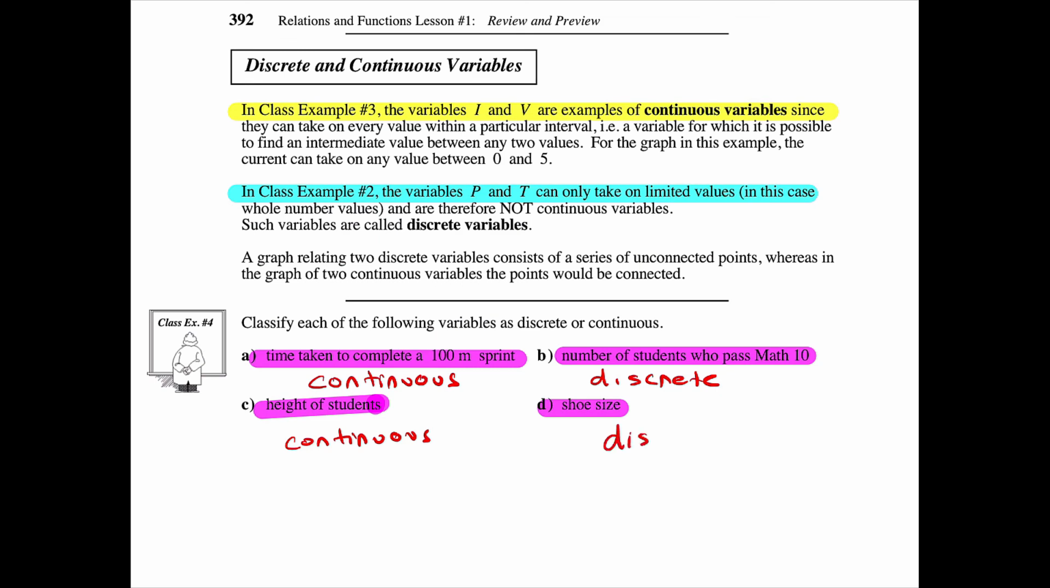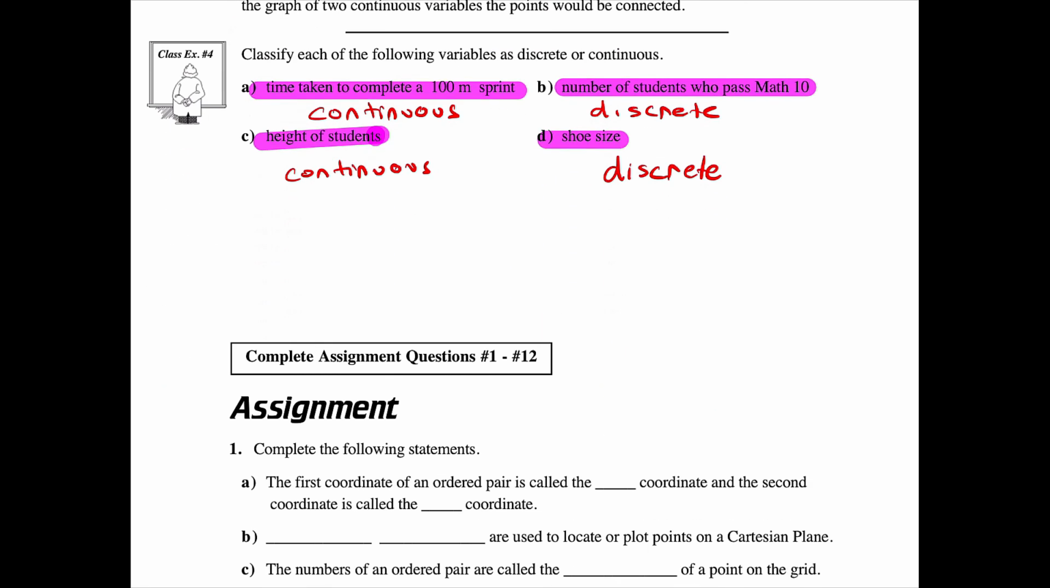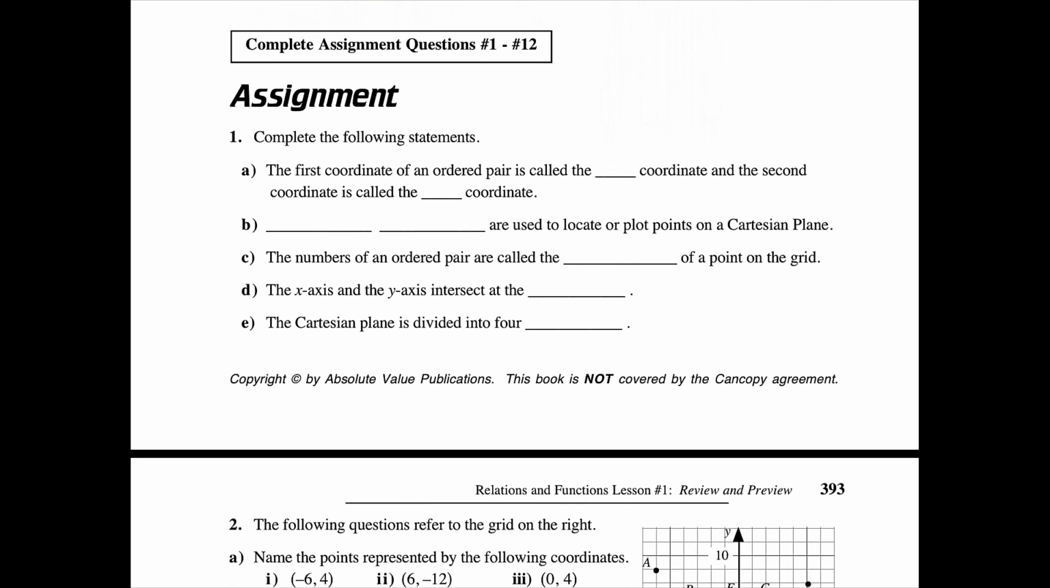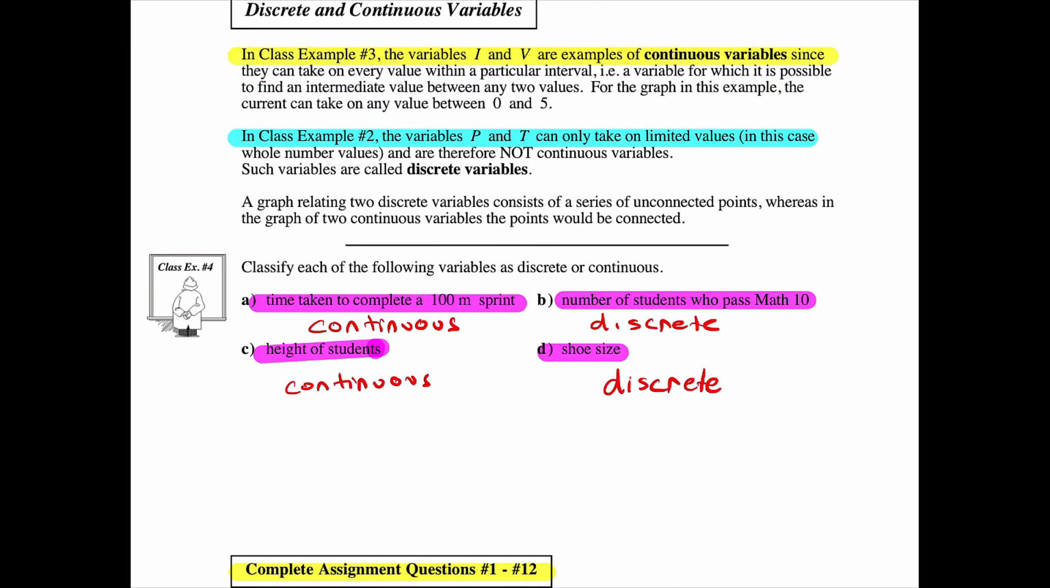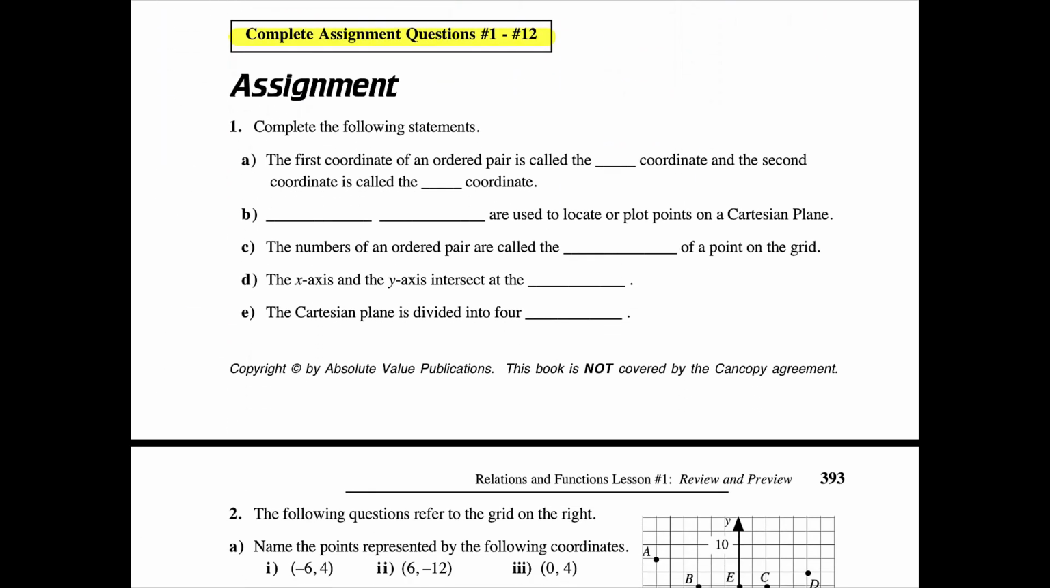So that is discrete. Okay, and we're at the end of this lesson, and we've got the assignment questions 1 through 12 on page 392. And we won't have an in-class assignment because you have class tomorrow morning, and I haven't even posted this to the channel yet. So I will get on that right now, and we'll see you tomorrow.